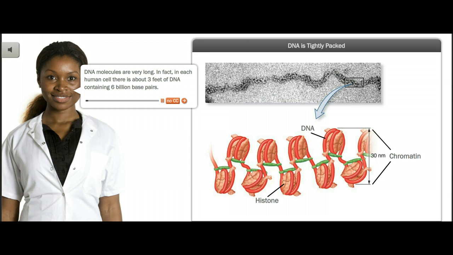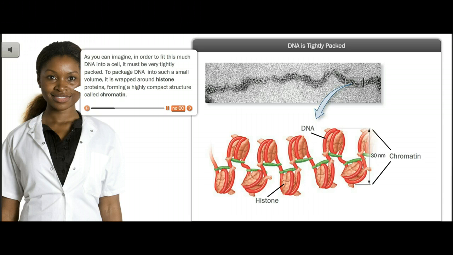DNA molecules are very long. In fact, in each human cell, there is about 3 feet of DNA containing 6 billion base pairs. In the entire body, there's enough DNA to stretch from the Earth to the Sun and back again more than 300 times.